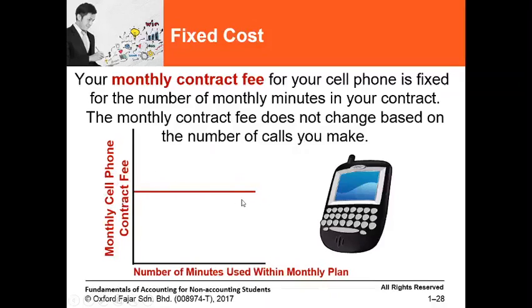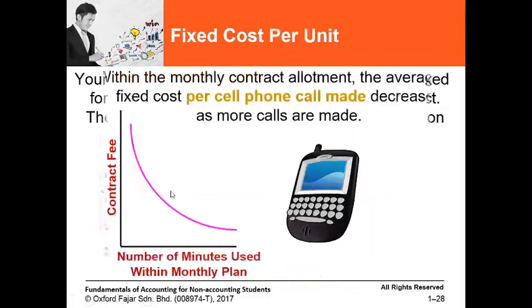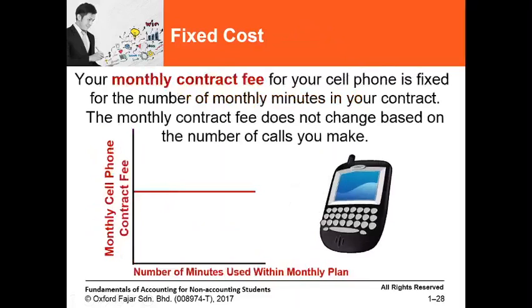But if I call in a month more than 30 hours, I still need to pay the same 100 ringgit as just now, no matter how short or how long the minutes that you have used within the month, you still need to pay 100. If you don't call anyone in the month, or if you call so many persons in a month, you still need to pay 100 ringgit. So that is what we call fixed cost. This fixed cost is a total fixed cost in a month.